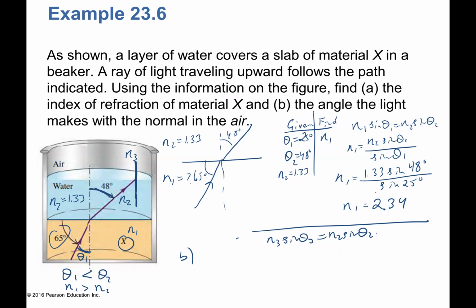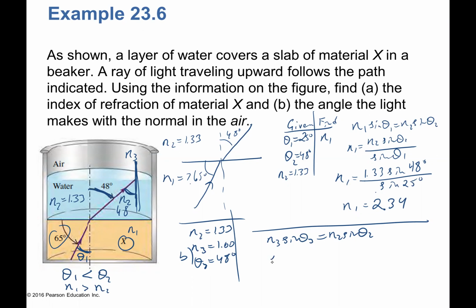Now, what is N2? Well, N2 is 1.33. How about N3? Well, N3 is 1 because it's air. If you want 1 or 1.00, same thing, right? Well, what is theta 2? This was theta 2 for the first surface. But since those lines are parallel to one another, this is also 48, right? That means I can use this equation, where theta 2 is 48 degrees as given. So you can see I'm pretty much given everything that I need to calculate theta 3.